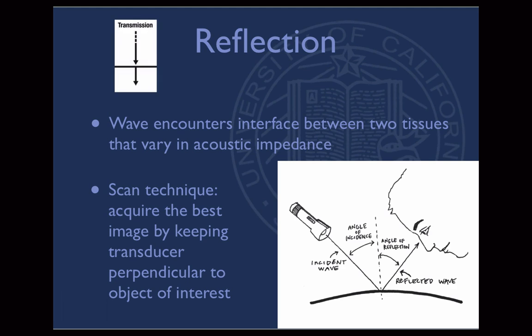When an ultrasound beam strikes an acoustic boundary, part of the beam's energy is transmitted across the boundary, while part is redirected or reflected back. This reflection occurs when the ultrasound wave encounters an interface between two tissues that vary in acoustic impedance. When such a boundary is encountered, an echo reflects back to the transducer. As illustrated on the bottom right diagram, the angle of incidence equals the angle of reflection. Hence, to optimally scan the object of interest, keep the transducer perpendicular to the object of interest, allowing most of the reflected beam to come back to the transducer.